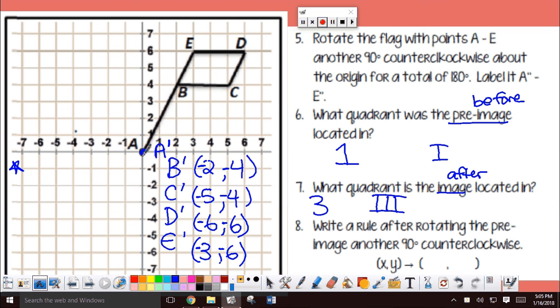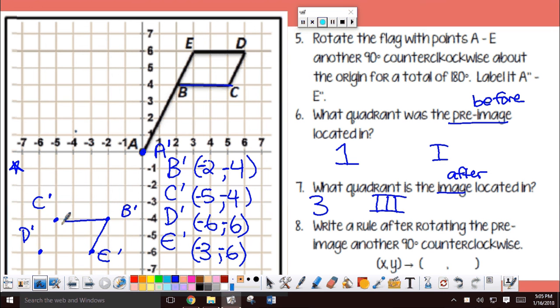Okay, B prime is going to be at negative 2, negative 4. Make sure you're labeling as you go. C prime is going to be negative 5, negative 4, which makes sense because B and C are 1, 2, 3 apart. So B prime and C prime should be 3 apart also. D prime is going to be at negative 6, negative 6. And E prime is going to be at negative 3, negative 6.